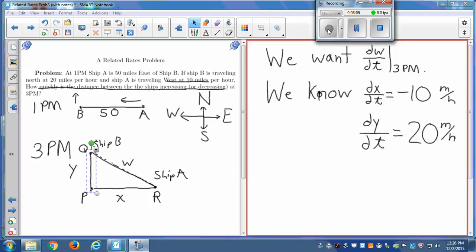All right, so we have the rate we want, which is the rate of change of W. And the two rates we know are the rate of change of x and the rate of change of y. And now what we need is a connection between the variables W, x, and y. So in these problems, there's always something you want, there's something you know, and there's a connection between the thing you want and things you know. So here's the connection between the variables involved.